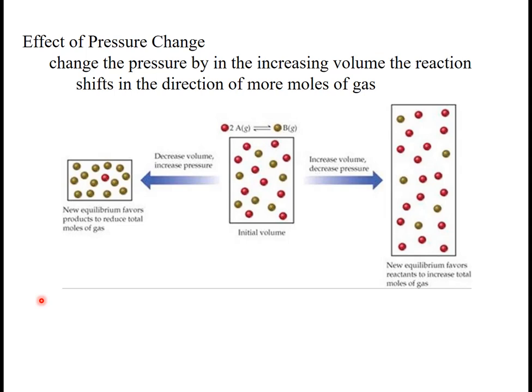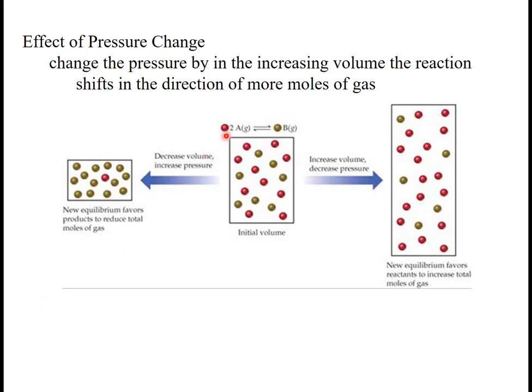Okay, the next section is about the effect of changing pressure and temperature, and I'm going to go ahead and do the last section about optimum conditions. So again, this all relates back to Le Chatelier's principle. The definition is: the change of pressure by increasing the volume, which means it decreases the pressure, the reaction shifts in such a direction of more moles of gas.